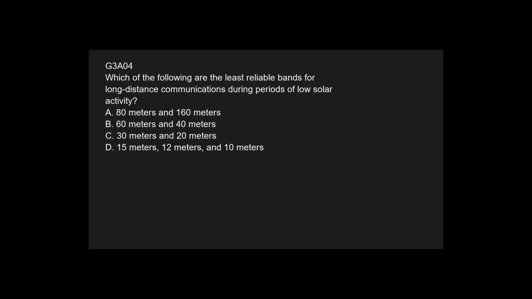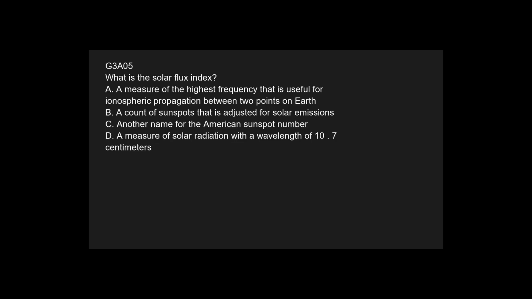8 minutes. Question: which of the following are the least reliable bands for long-distance communications during periods of low solar activity? The correct answer is D. 15 meters, 12 meters, and 10 meters. Question: what is the solar flux index? The correct answer is D. A measure of solar radiation with a wavelength of 10.7 centimeters.